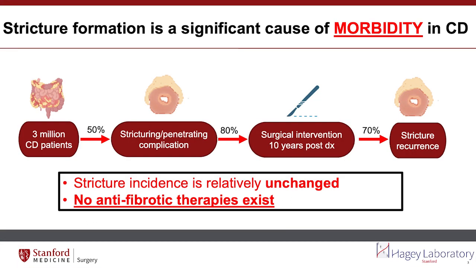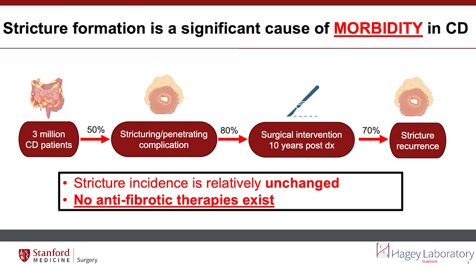So stricture formation is a significant clinical problem. It's estimated that there are 3 million Crohn's disease patients in the United States alone. 50% of these patients will ultimately develop some sort of stricture or penetrating complication. And 80% of these patients will require surgery within 10 years of their diagnosis. And of these patients, it's estimated that 70% will have some sort of stricture recurrence.